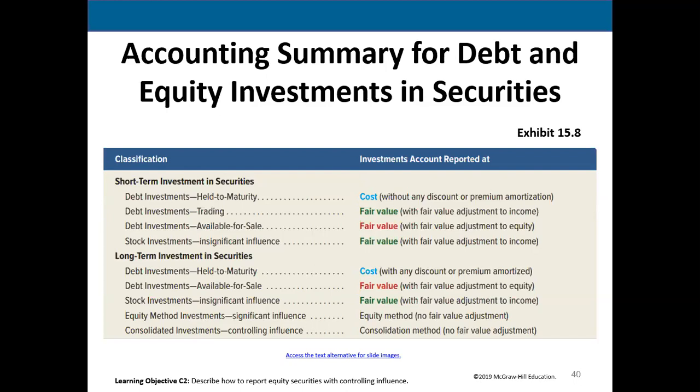If they're held to maturity, we don't report them at fair value. We just leave them at their cost and report them as such on our balance sheet. And that means the intent is to hold them till they mature.